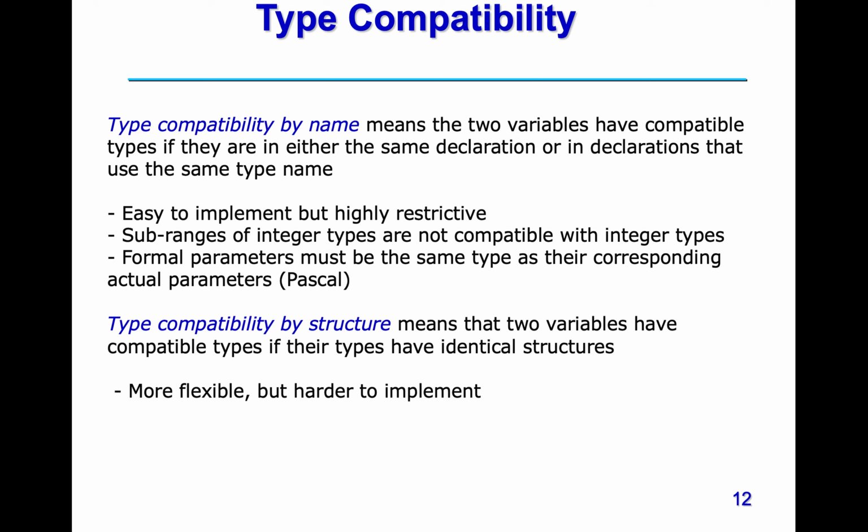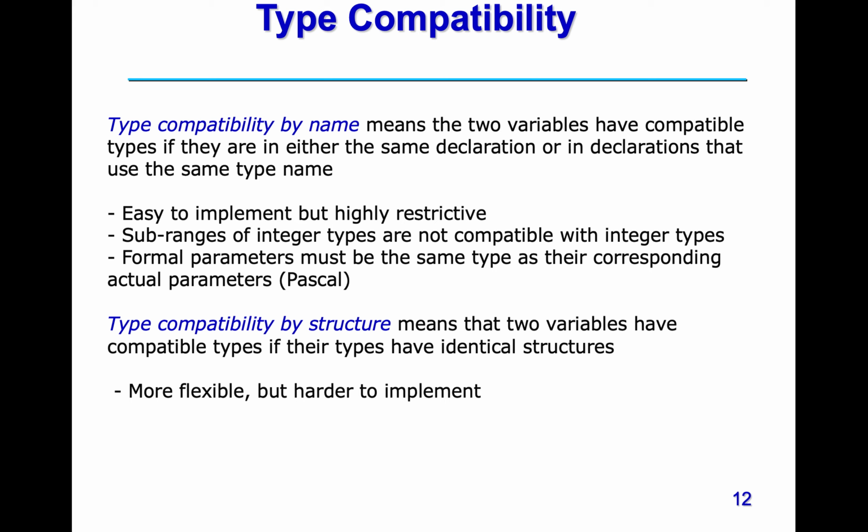So if I give it the same type name, it doesn't matter what value I store in that variable, as long as it's the same type name, then they're compatible. So the type compatibility by name is C, C++, Java, anything that uses explicit typing where you give it a name. And I just said in the previous slide, actually, the type compatibility by structure, that's Python.